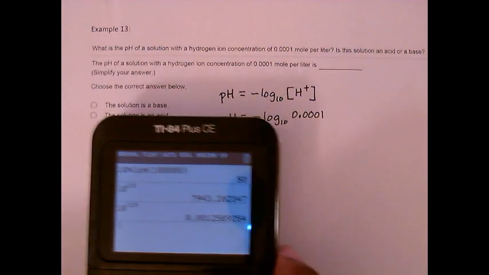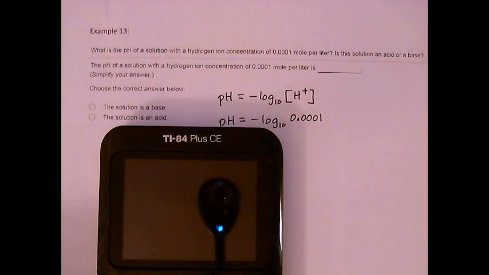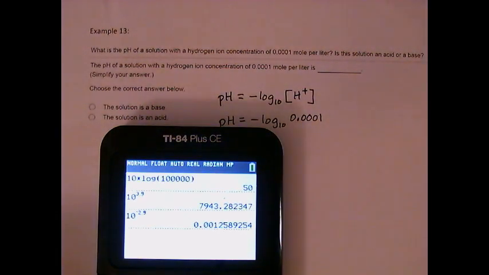And you know what I'm going to do? I'm going to go ahead and use my calculator. It'll be easier to do it that way. We press the negative key, and then press the log key on the left-hand side. It's already going to be to the base 10, so we type in 0.0001. Hit enter. And it's going to be, in this case, 4.